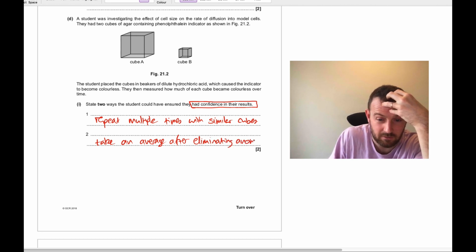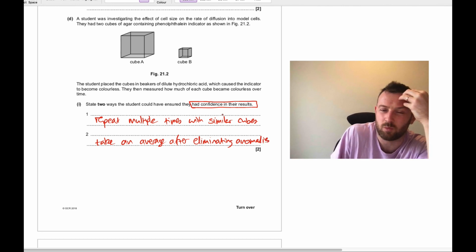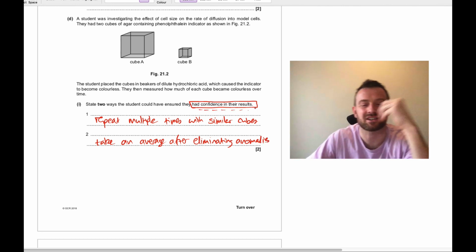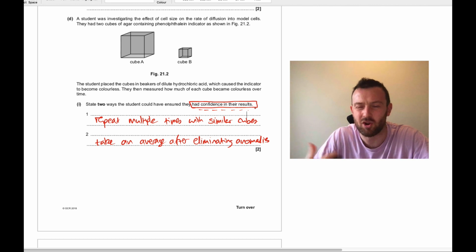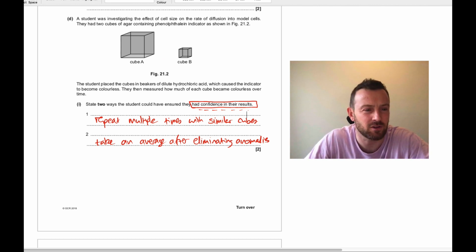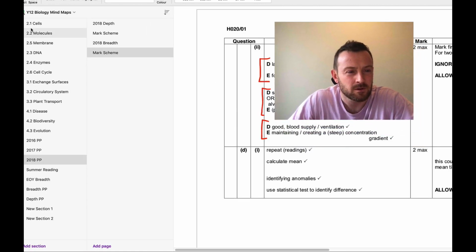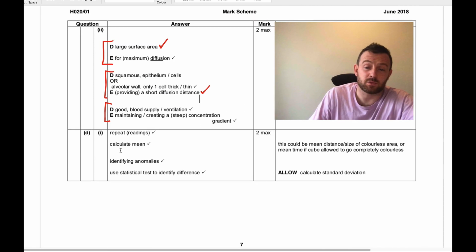This is an interesting way of wording this question. I haven't seen this kind of language before. How would you ensure they have confidence in their results? Let's see if I'm right on the mark scheme. Yeah, okay, so that's what it's going for.